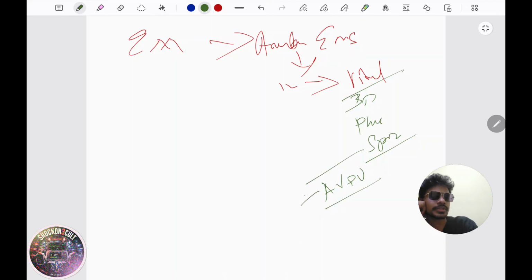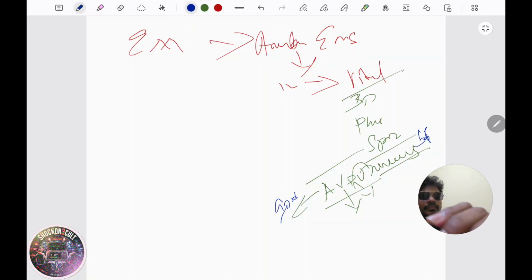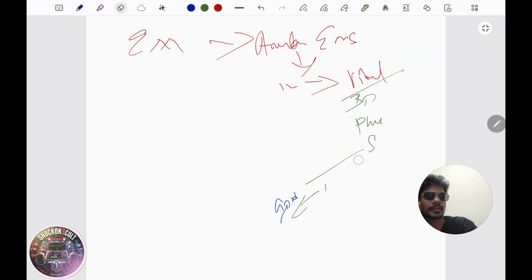AVPU, meaning: is the patient alert? Are they alert only to verbal response? Are they responding only to painful response, or unconscious? This is good, this is bad. So in the information we get from EMS, right?